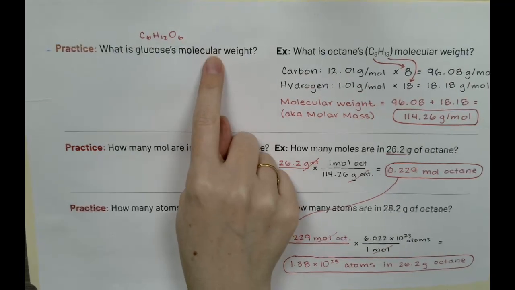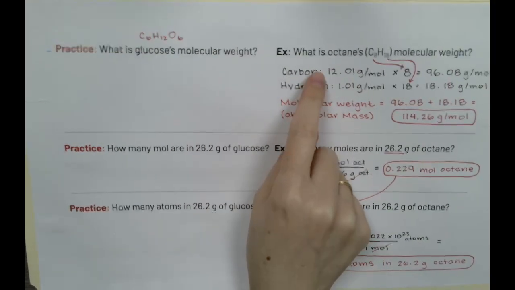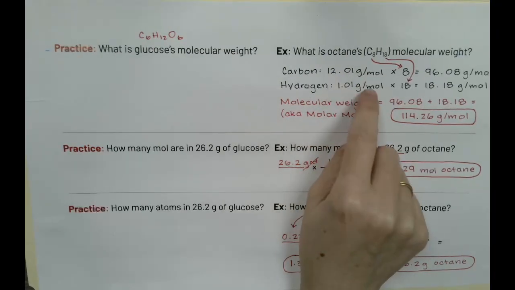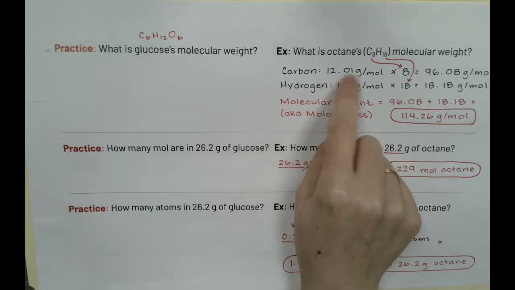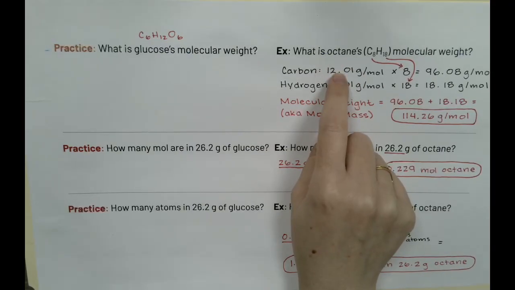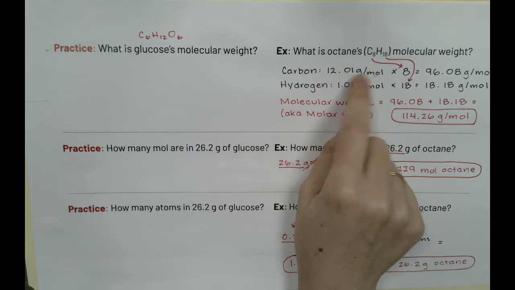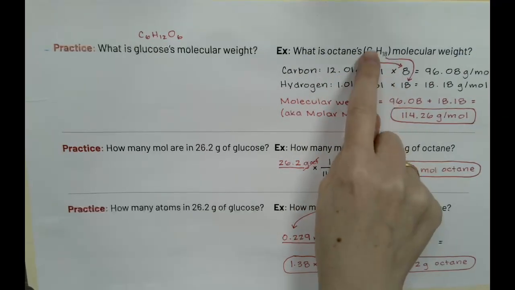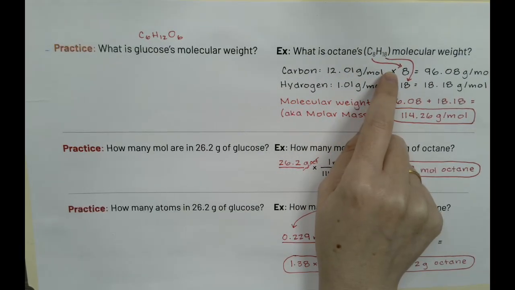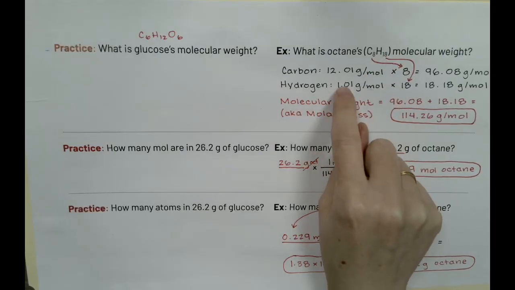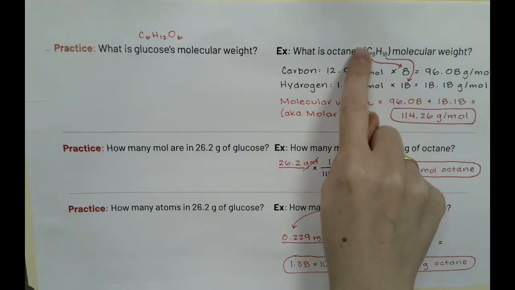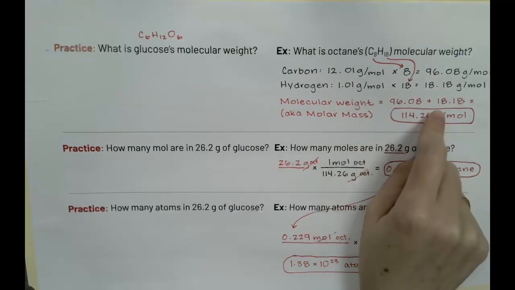Well, if we want to calculate molecular weight, we figure out what is the atomic mass for each of these, and you can go to the periodic table and look that up. If you go to the periodic table and look at carbon, you'll see this number there. And that's its molecular, or its atomic mass. We multiply that by how many atoms there are in the molecule, so 12.01 times 8. For hydrogen, the atomic mass is 1.01, and there are 18 of those in octane. Multiply those, add them all together, and we get the molecular weight of octane.